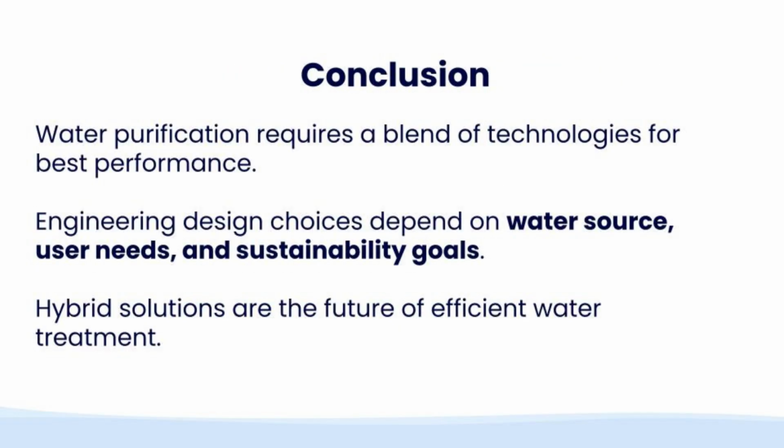To sum up, clean water isn't just about removing impurities, it's about choosing the right combination of technologies for your local water conditions. Engineering plays a crucial role here, from designing efficient membranes to optimizing energy use. While RO offers the highest purity, UF and carbon filters make the process more sustainable and affordable. So, the future of water purification lies in hybrid systems that combine the strengths of each approach.